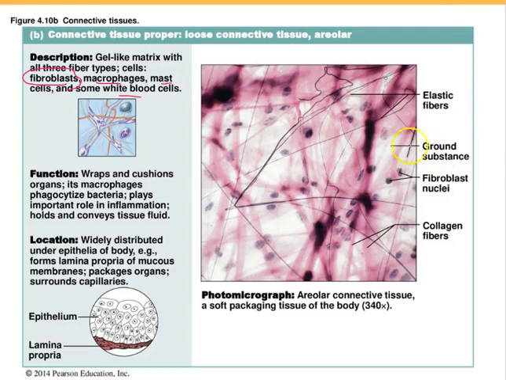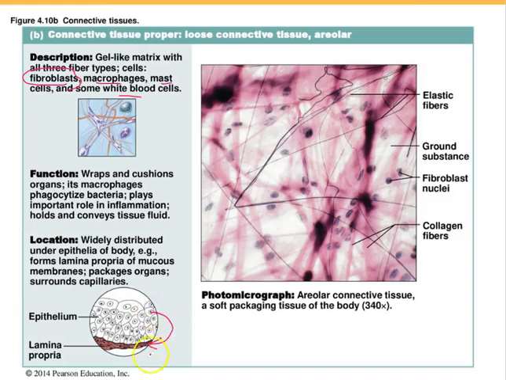Because of these different types of cells found in the areolar connective tissue, they can be involved in our immunity. As macrophages phagocytose bacteria, they play an important role in fighting against infection and also in inflammation. And they can wrap and cushion the organs. Where can we find the areolar connective tissue? Just go under the epithelium.